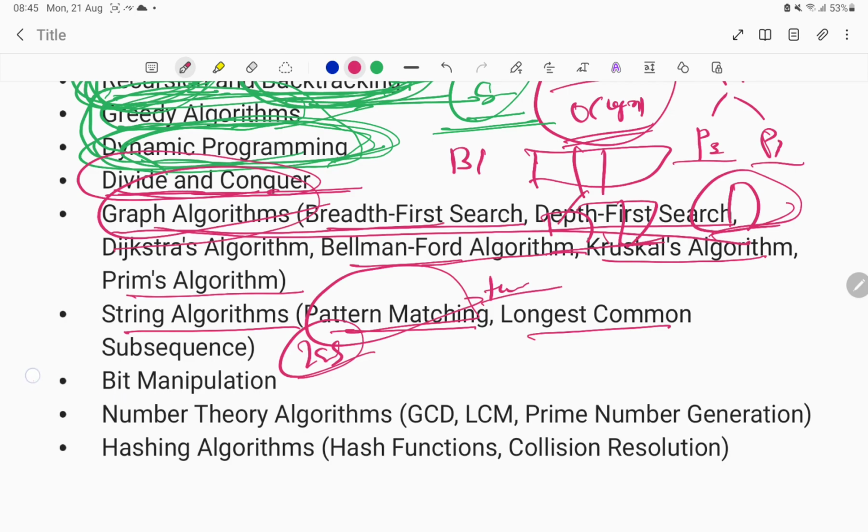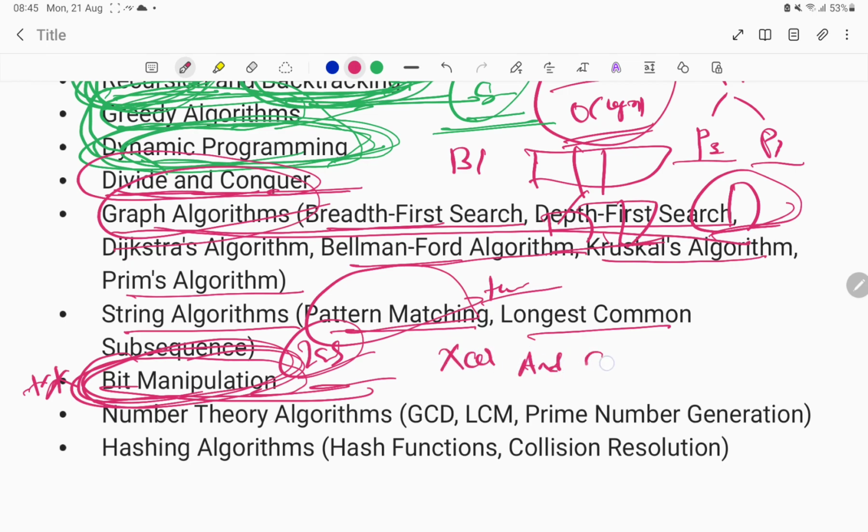And bit manipulation is one of the most important techniques that should be used in your coding journey and coding life. It's a very important topic. Here you will use the XOR operator, AND operator, and OR operator. Those are the simple best questions on that.